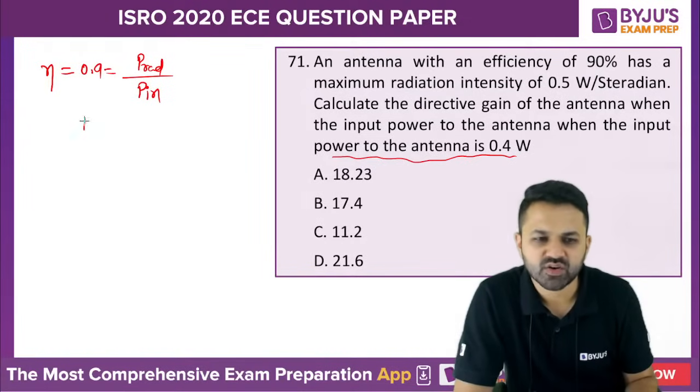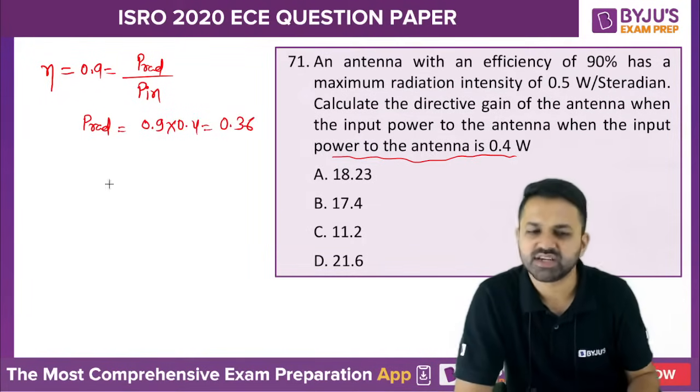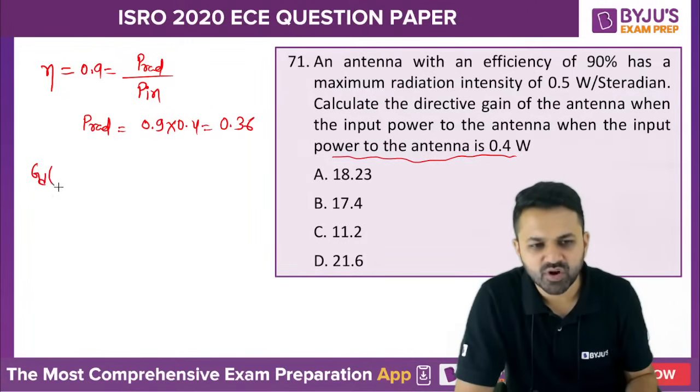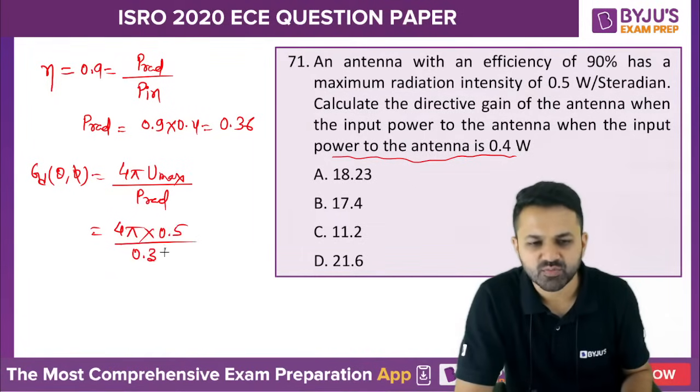So how can we calculate the radiated power, because the input power is given? 0.9 into 0.4, that is 0.36. So that is the radiated power. Now what is the formula for directive gain? That is nothing but 4 pi into maximum radiation intensity divided by radiated power. So 4 pi into maximum radiation intensity, which is 0.5, divided by 0.36.